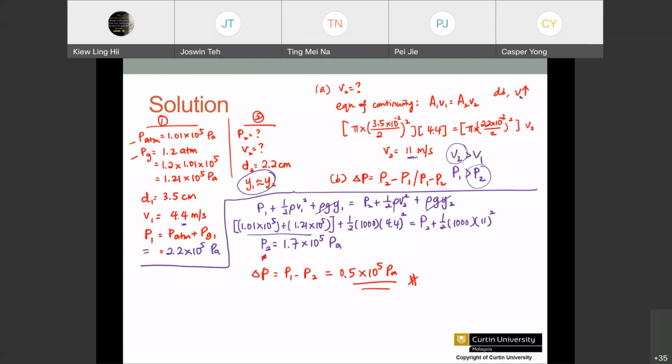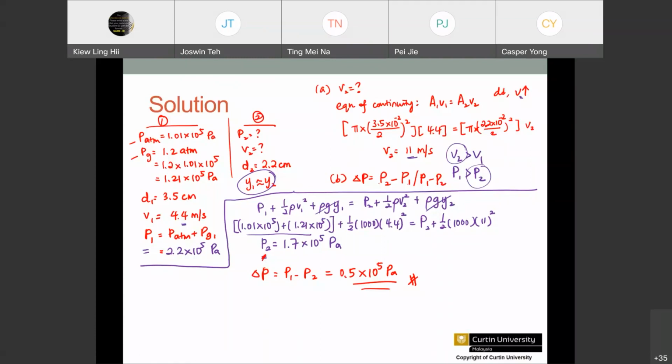The difference in pressure. Any question about the Bernoulli principle or the Bernoulli equation? Do you need some time to digest?